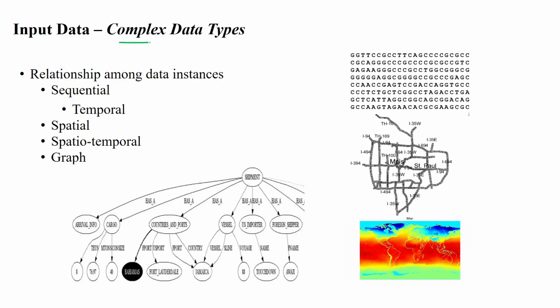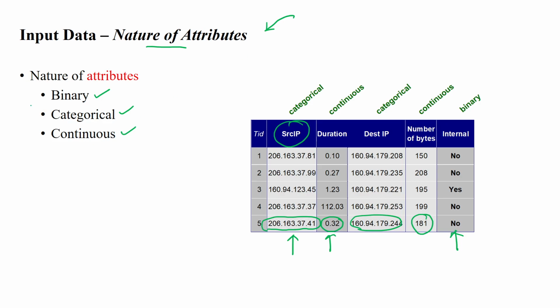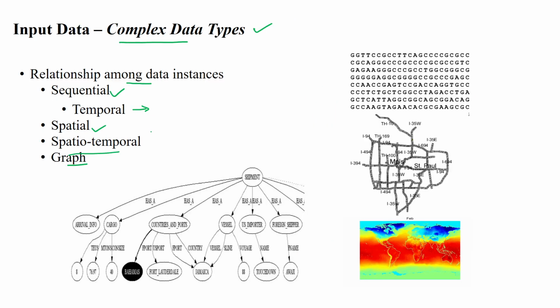And here complex data types are given. The relationship among the data instances may be sequential, that means temporal data type, time series based data, and spatial data, that is locations, x coordinate, y coordinate, and a combination of spatio-temporal, for example GPS mapping system, and graph network based systems. So these are all called complex data types. The previous data are normal data types, and this one is the complex data type. So based upon the complex data type also we can define the anomaly detection problem.